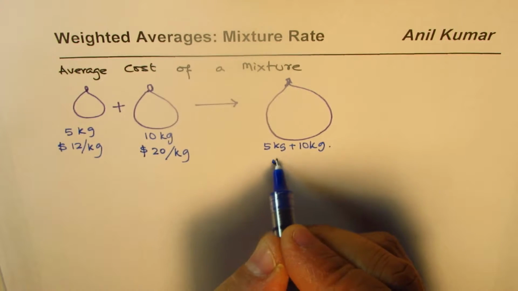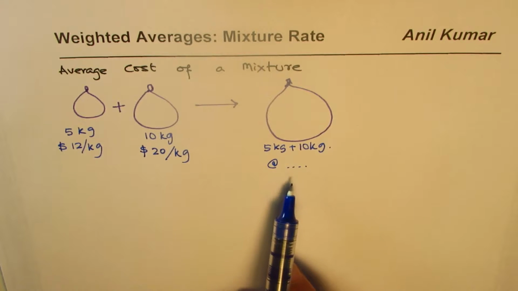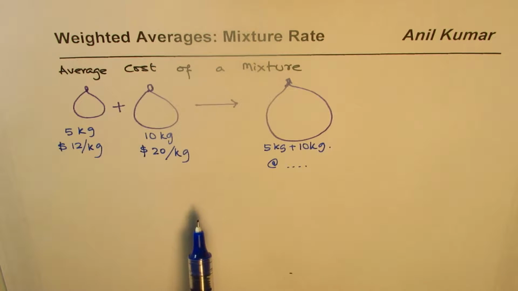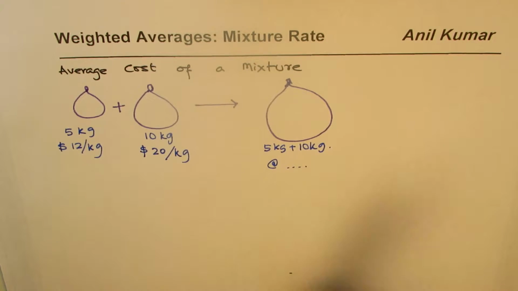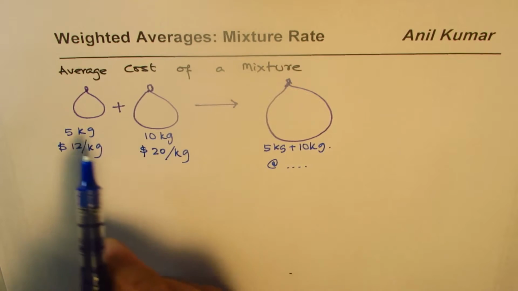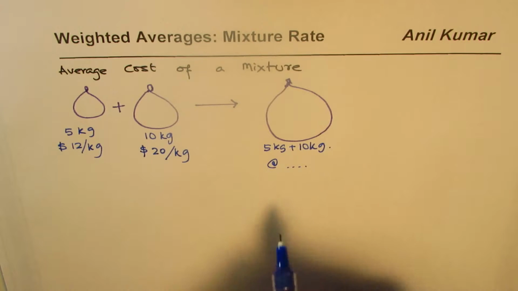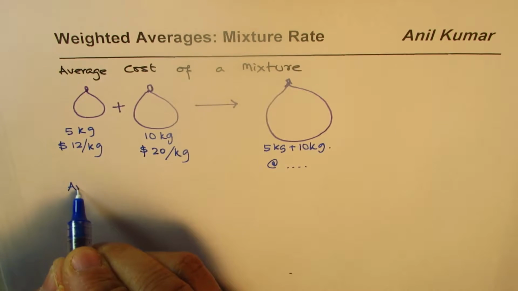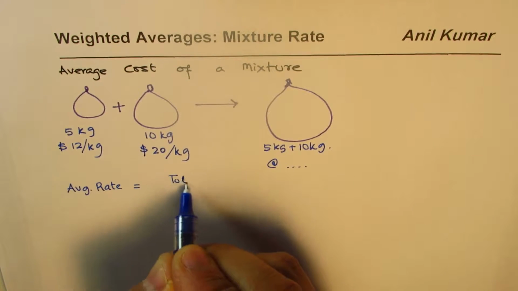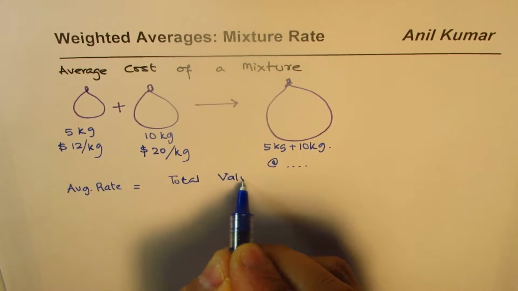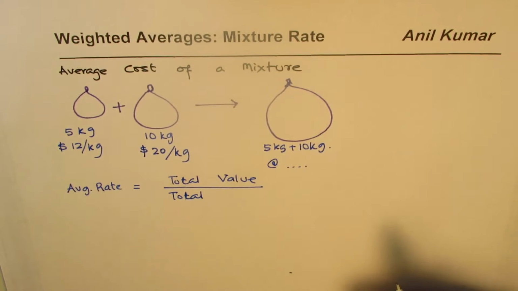But what is going to be the rate? That is not known to us. In such circumstances, we use weighted averages. So let's find out what should this rate be, right? So what do we know here? We know that the total quantity is known to us, right? But we don't know the total value. So average rate will be equal to total value over total quantity, correct? That is how we find rate, right?